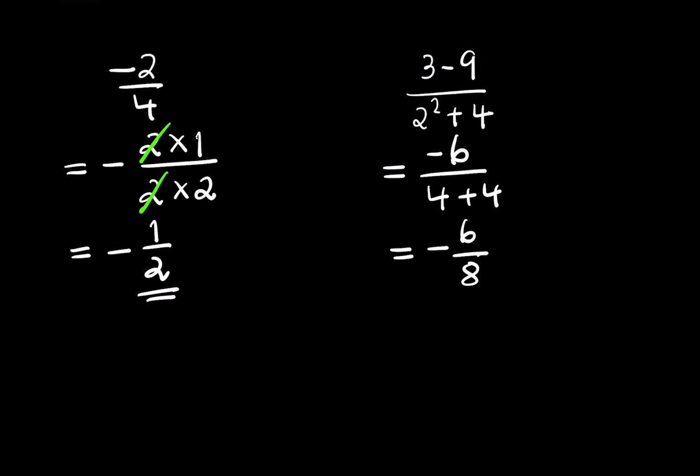So how can we simplify? Find a multiplication for both the numerator and denominator. So this is negative 3 times 2 and 4 times 2. So then we can simplify this. So the final answer is negative 3 out of 4.